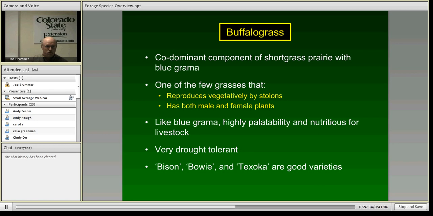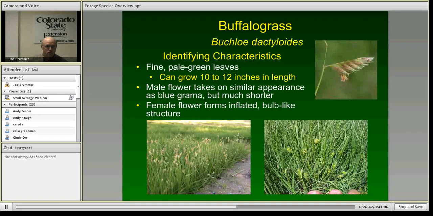Again, very highly palatable, nutritious forage for livestock. Again, very drought tolerant. It's not going to be as productive as the blue grama. Again, it's going to have a paler leaf, finer leaf than the blue grama. It can grow very long though, and again, very palatable.